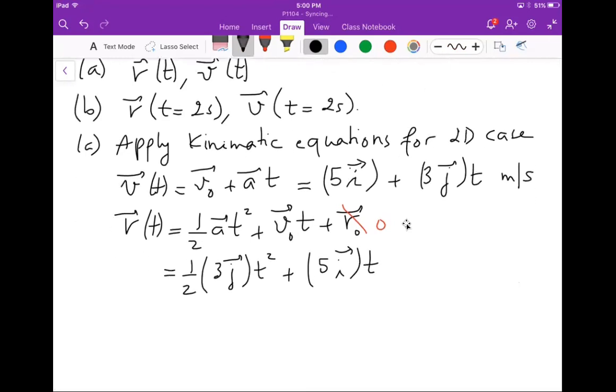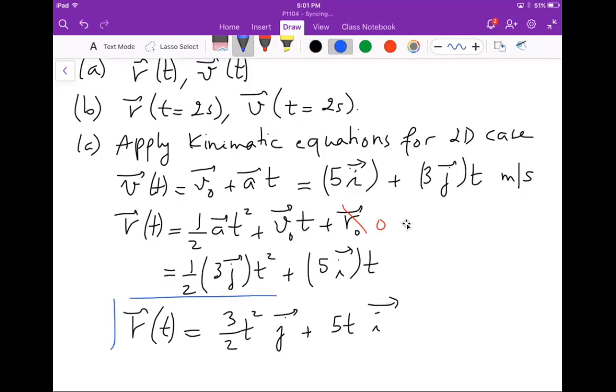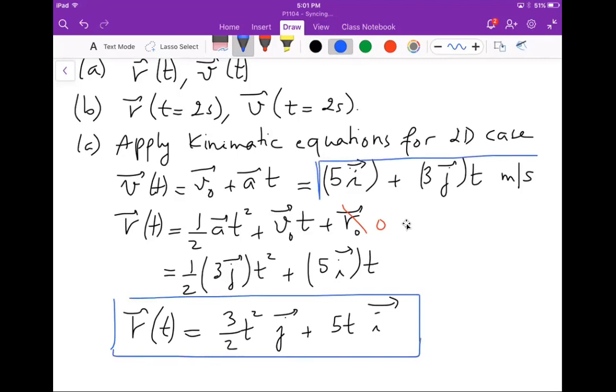And so we end up with the vector position r as a function of time. Let's start from the beginning. It's given by 3/2 t squared along the y-axis plus 5t along the x-axis. And so this is the position as a function of time as required, and this is the velocity as a function of time as required. And of course here r is expressed in meters.